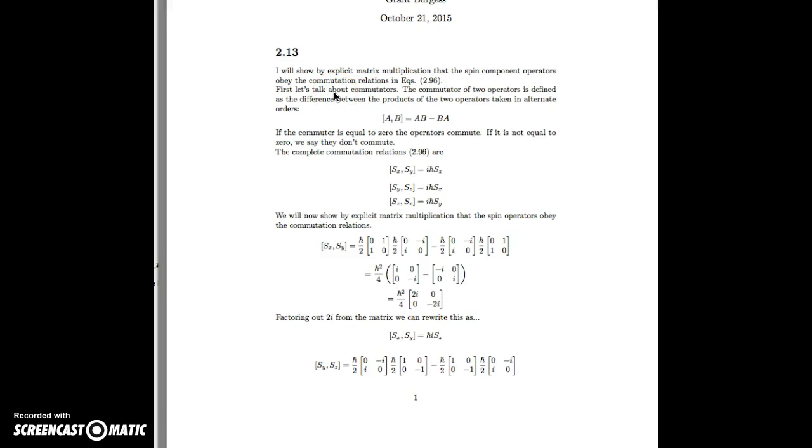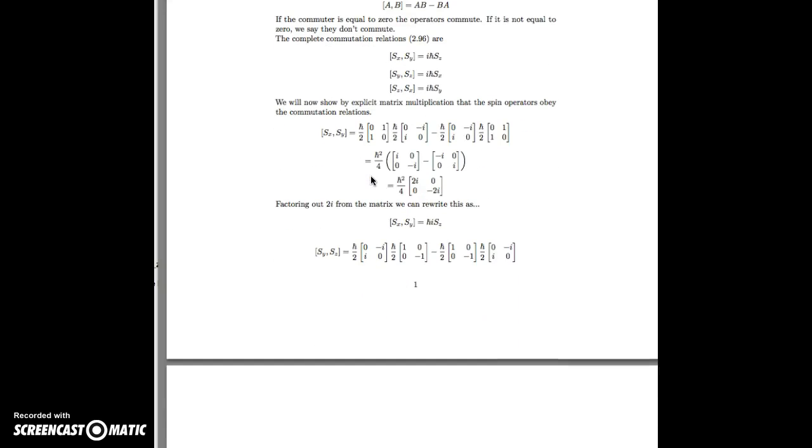So let's talk about commutators. The commutator of two operators is defined as the difference between the products of the two operators taken in alternate orders. So here's the equation for a commutator. If the commutator is equal to 0, the operators commute. If it's not equal to 0, we say they don't commute. So here are the complete commutation relations from 2.96. And you see, since they are not equal to 0, these operators do not commute.